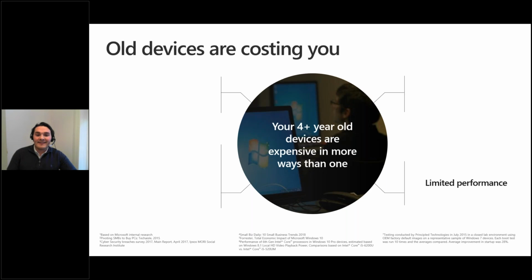And the final one, which of course many who are on legacy devices experience but don't think about, is the limited performance cost. If we look at a device that's 5 years old, they are actually 2.5 times slower and have 3 times less battery than a modern device. And just simple stuff like waking up time is 4 times slower.